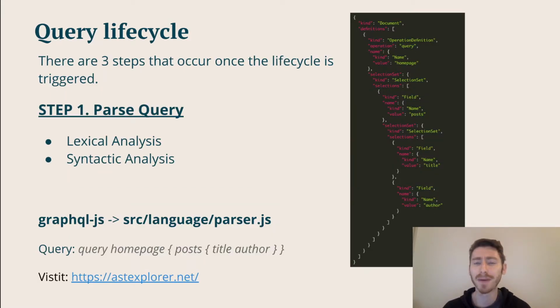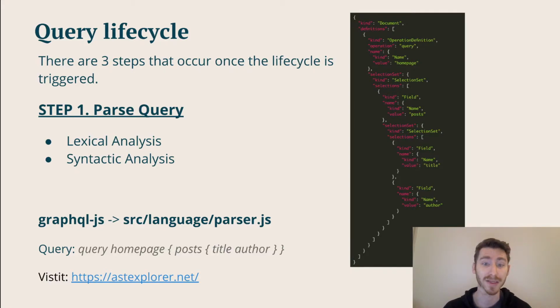So from the HTTP request side, the community is largely standardized on a HTTP post method. But what happens when the server receives that request? The GraphQL query spec outlines what is known as the request lifecycle. This details what happens when a request reaches the server to produce that result. And there are 3 steps that occur once the lifecycle is triggered.